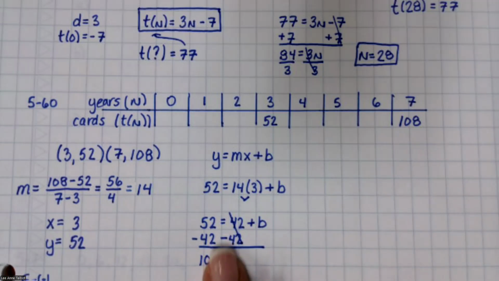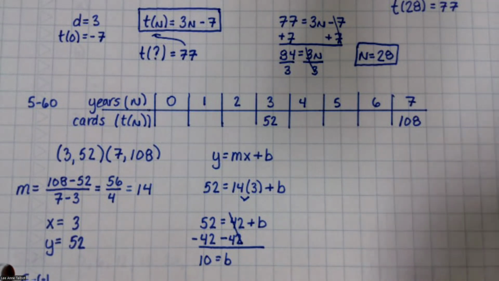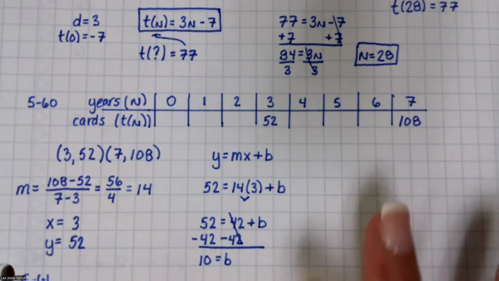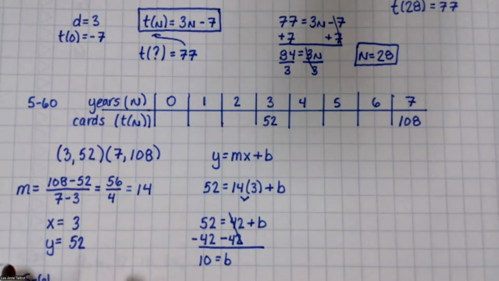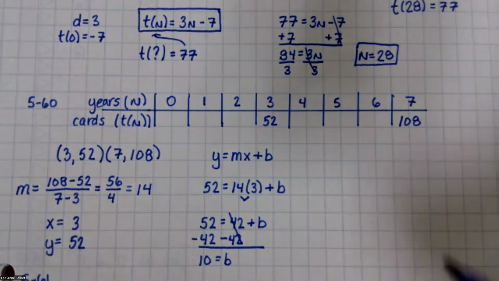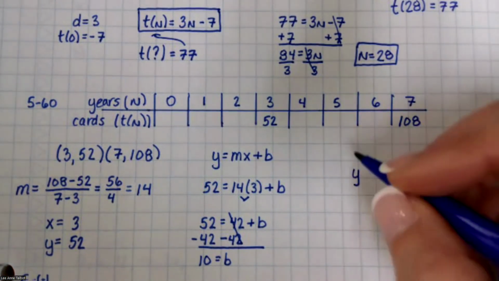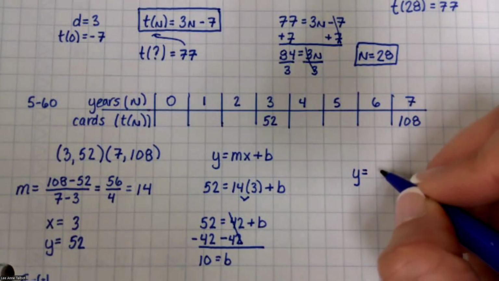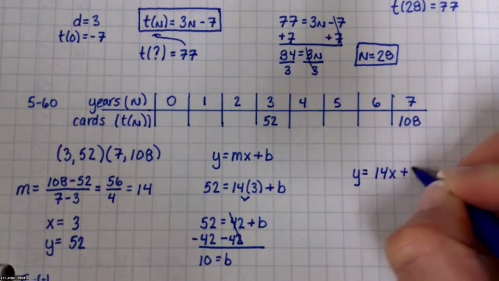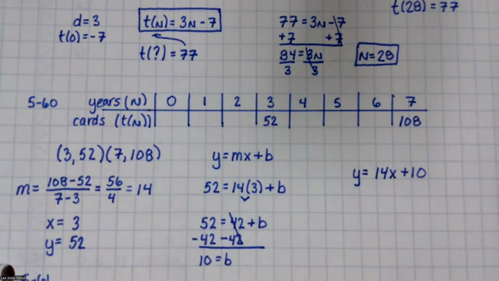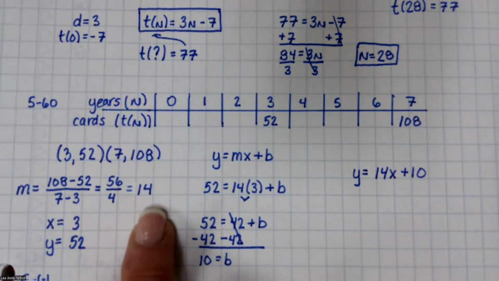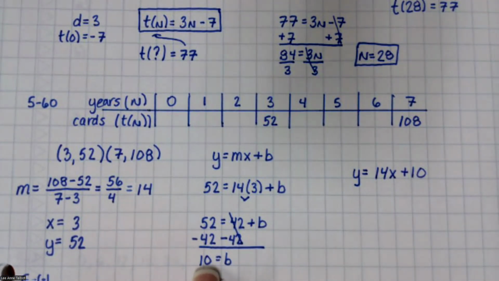Okay, what does the 10 represent in the context of the problem? Yep, beautiful. Okay, now this is very important. Please note this next step. I know you guys could all do this part, but we're in the sequences chapter. Would you all agree with me that the function has the equation y equals 14x plus 10? So 14 is the slope, 10 is the y-intercept.